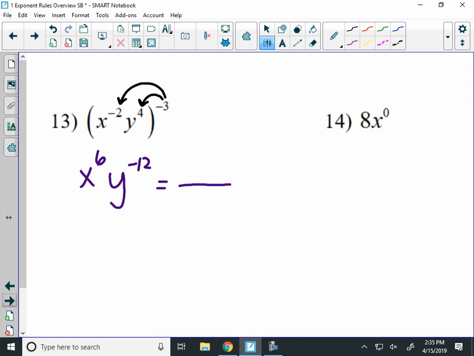Just like the last problem, x has a happy exponent. He is positive, so he's going to stay in the numerator. The y's exponent is negative. They have to move to the denominator of the fraction in order to become positive.